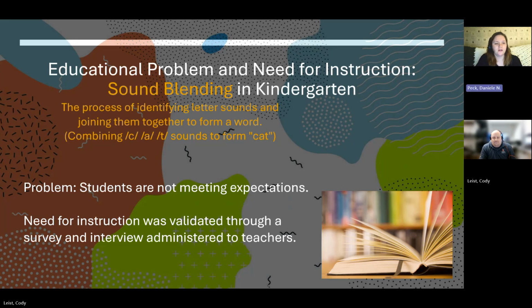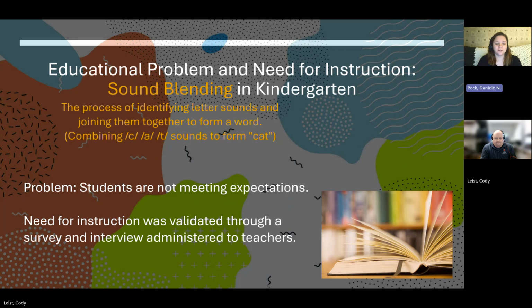Right, thank you. The educational problem and need for instruction. So our focus is on sound blending in kindergarten specifically. And this is the process of identifying letter sounds and joining them together to form a word. So taking k, a, t, and forming the word cat.